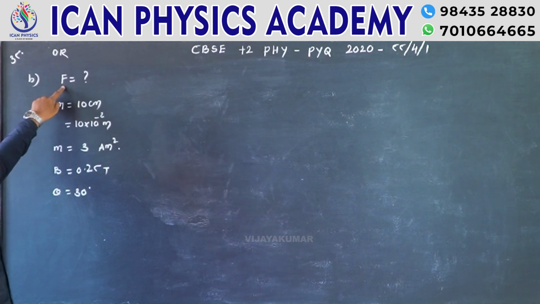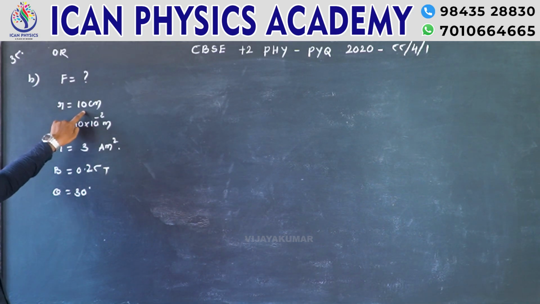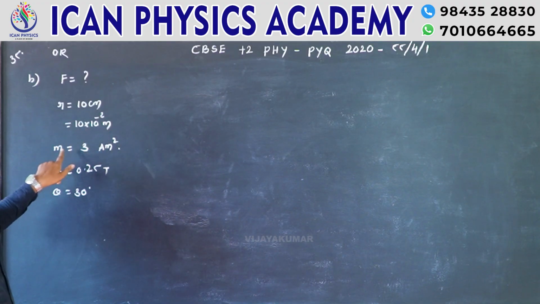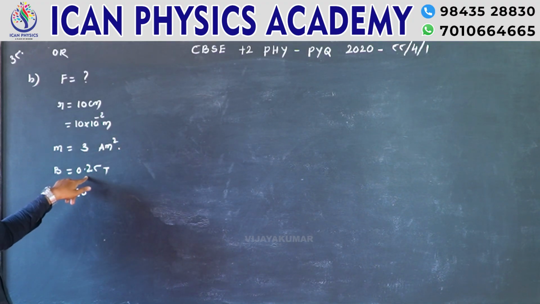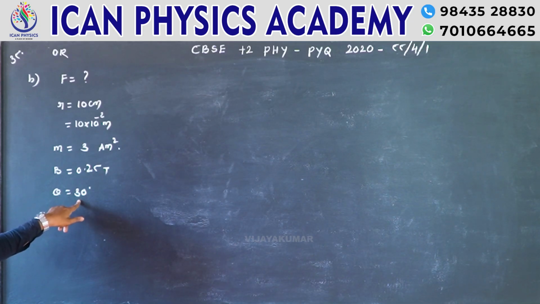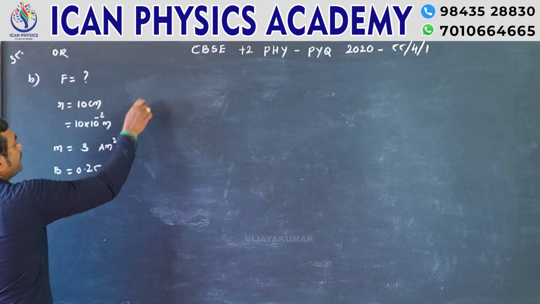Okay. So what is the force? If the radius is 10 centimeter, convert the centimeter into meter. So 10 into 10 to the power -2 meter. The magnetic moment is 3 ampere meter square. The magnetic field is 0.25 Tesla and it is aligned at an angle of 30 degree. So what is the force?